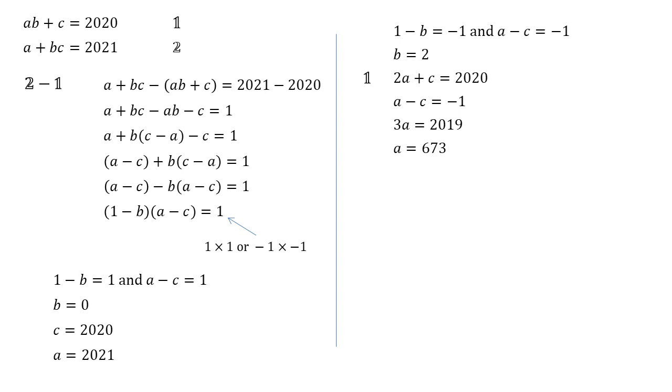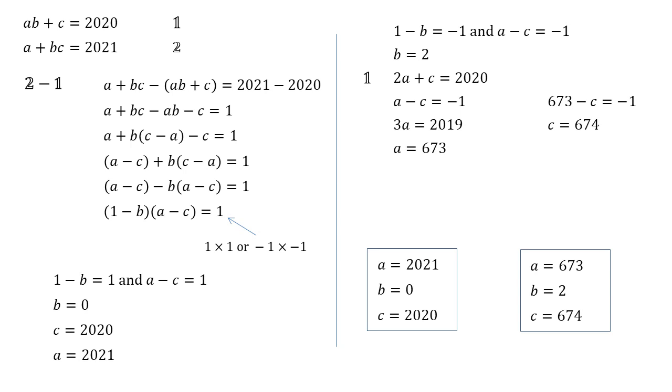We can now put this back into our a minus c equals minus 1. So 673 minus c equals minus 1, which means c must equal 674. So there we go. We've got two sets of solutions. Either a equals 2021, b equals 0, and c equals 2020, or a equals 673, b equals 2, and c equals 674.